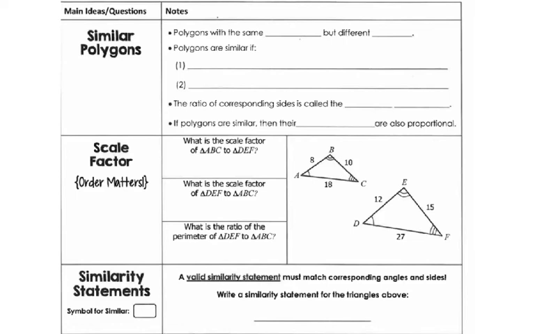Today's lesson is on similar polygons. Similar polygons are polygons with the same shape but different size. You will find that polygons are similar if the corresponding angles are congruent and the corresponding sides are proportional.